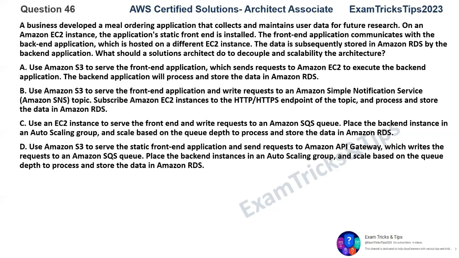A business developed a meal ordering application that collects and maintains user data for future research. On an Amazon EC2 instance, the application static frontend is installed. The frontend application communicates with the backend application, which is hosted on a different EC2 instance. The data is subsequently stored in Amazon RDS by the backend application. What should a solution architect do to decouple and scalability of the architecture?